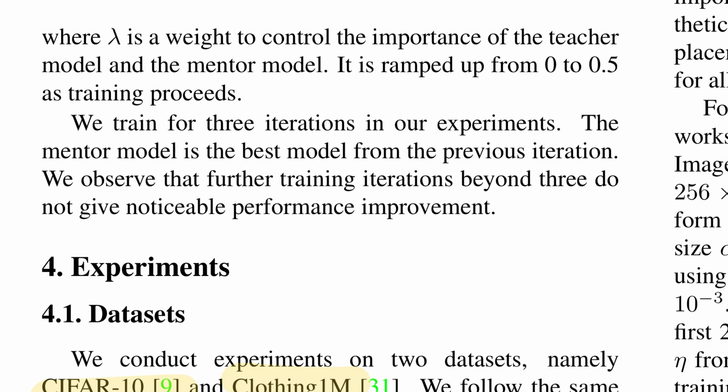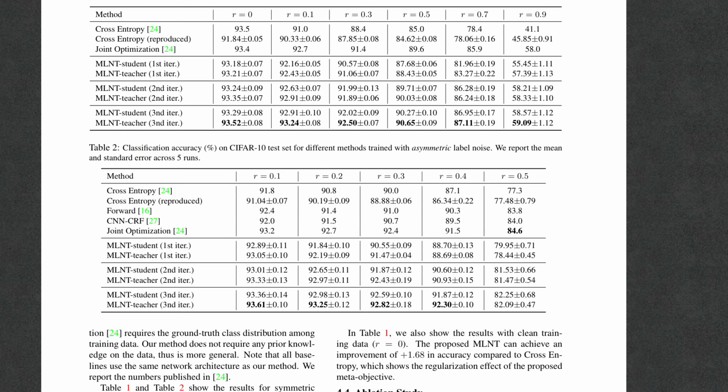One other important point is that they trained the approach for 3 iterations. The first one, and then the mentor model is the best model from the previous iteration. And then they found that beyond three iterations of training did not really lead to any significant improvements. The empirical results reported in the paper show that this method is superior to the other methods that they compared against, including joint optimization and cross entropy.